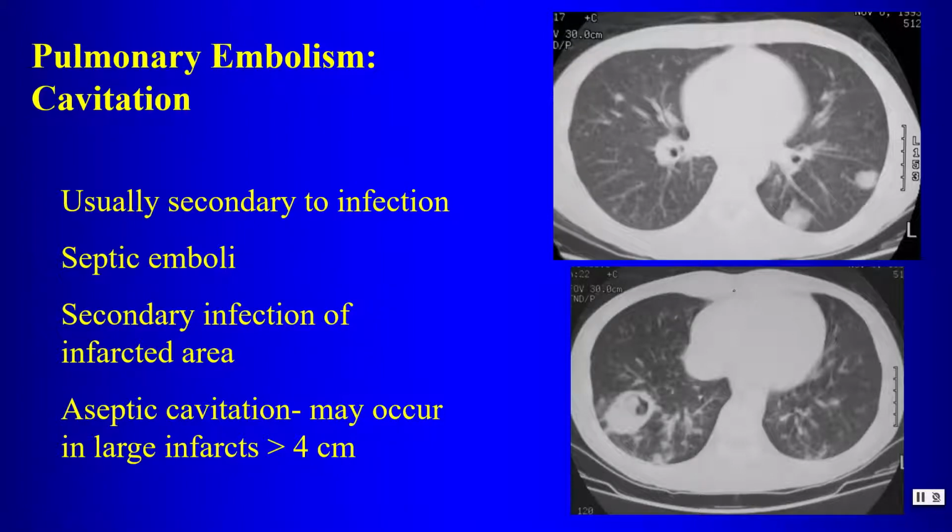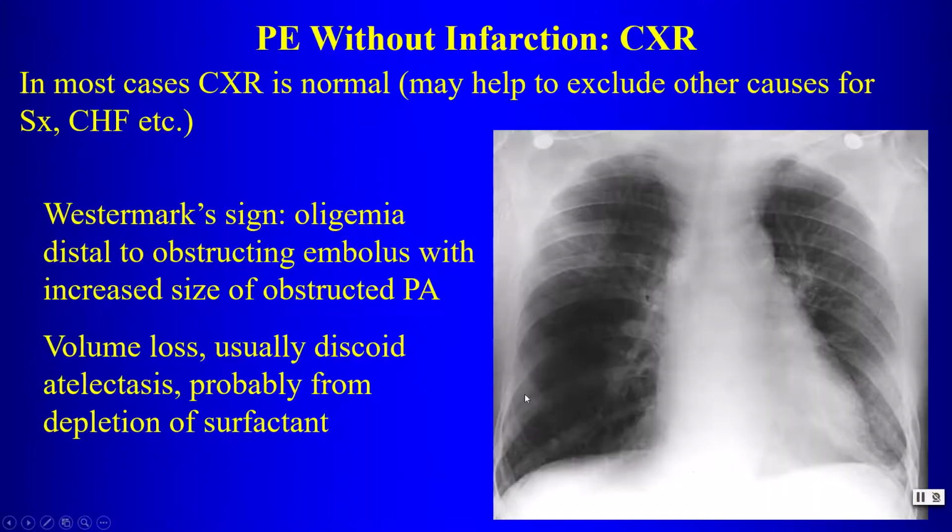We might see cavitation within pulmonary infarcts. Of course, we can see that with septic emboli, but sometimes this is an example of a patient with septic emboli, and here's a large cavitation here. But sometimes with large infarcts, you may get aseptic cavitation. So if an infarct is greater than 4 centimeters, you may get cavitary change even without infection.